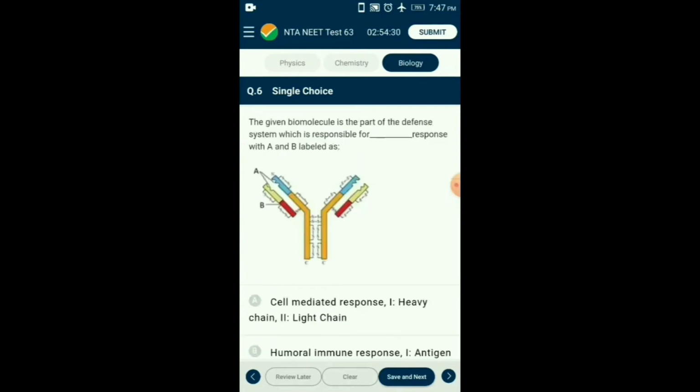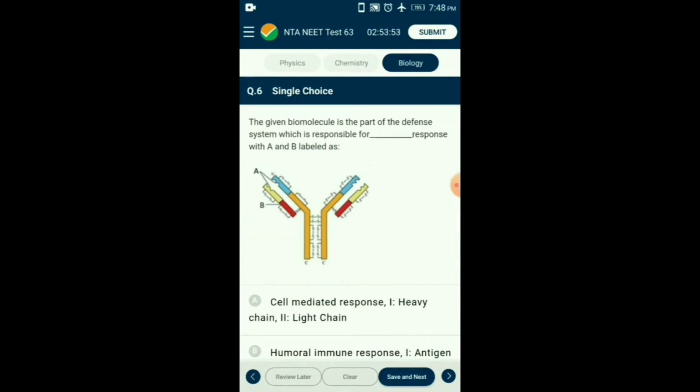Question number 6. The given biomolecule is part of the defense system which is responsible for dash response, with A and B labeled as. Refer to the diagrammatic representation. B cells are the lymphocytes that play a large role in humoral immune response, as opposed to the cell-mediated immune response, which is governed by T cells. B cells primarily function to make antibodies, while T cells help B cells.